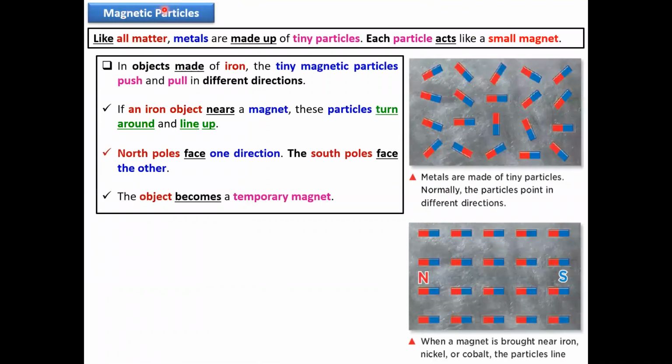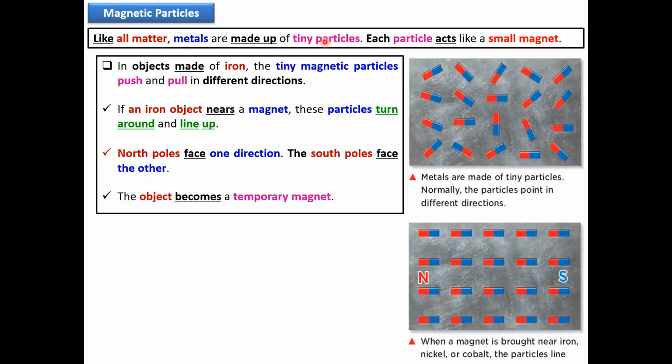Magnetic particles. The second title in this section is called magnetic particles. All matter, such as metals like iron, cobalt, nickel, or other metals, is made up of tiny particles.